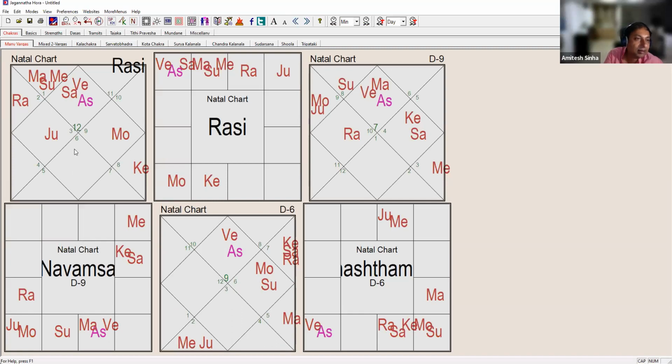Yes, 6 from Mars means what? It's Virgo sign. Virgo. 6 from Mars, Virgo. That Virgo sign, Lord Mercury is with Mars only. Yeah, so connected हो गया.